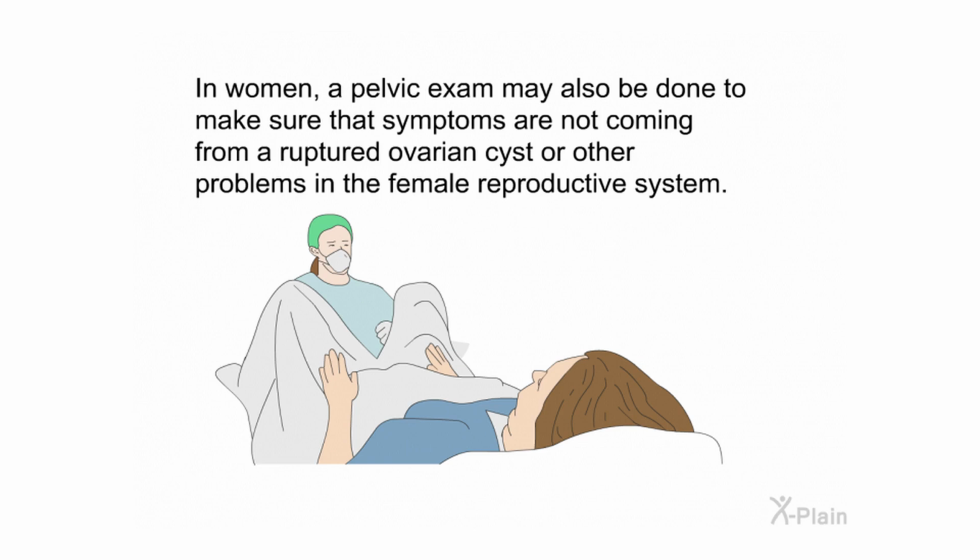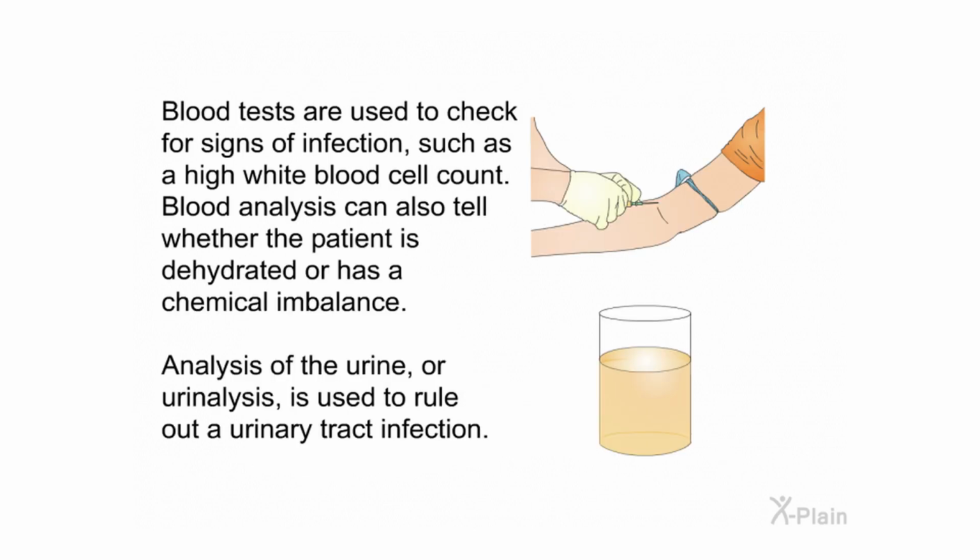In women, a pelvic exam may also be done to make sure that symptoms are not coming from a ruptured ovarian cyst or other problems in the female reproductive system. Blood tests are used to check for signs of infection, such as a high white blood cell count. Blood analysis can also tell whether the patient is dehydrated or has a chemical imbalance.